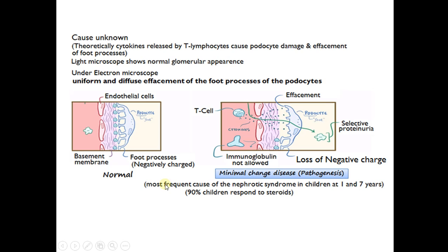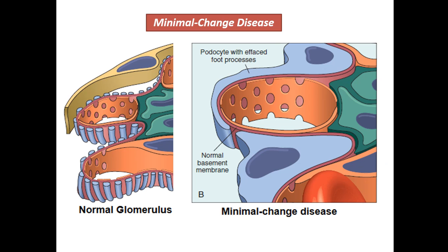And minimal change disease is the most frequent cause of nephrotic syndrome in children at the age of 1 to 7 years, and 90% of the children respond to treatment with corticosteroids. And in the 10% of cases, they do not respond to corticosteroids. There may be coexisting problems, other problems.